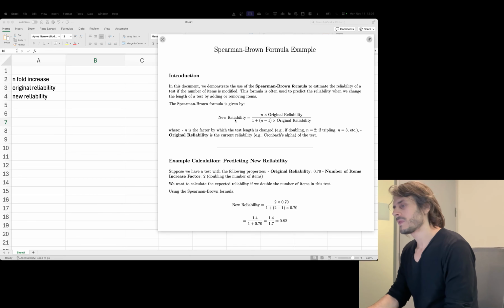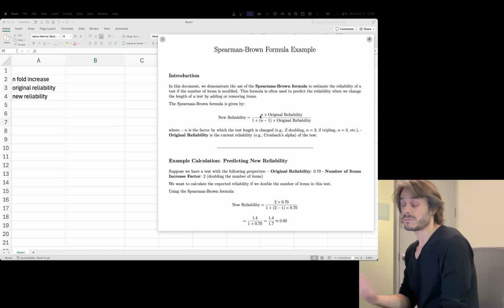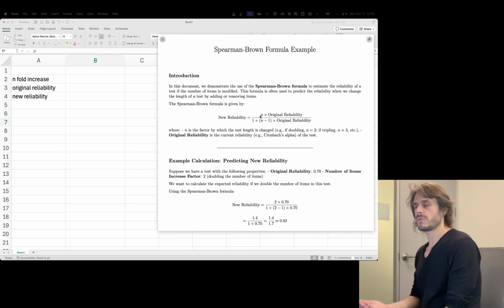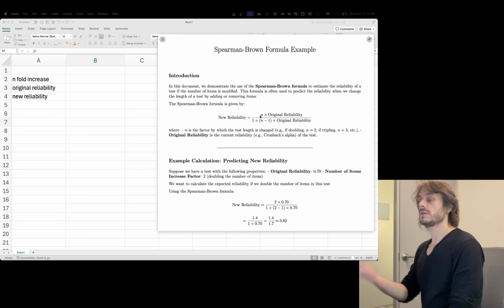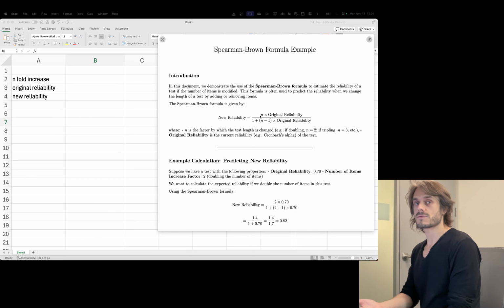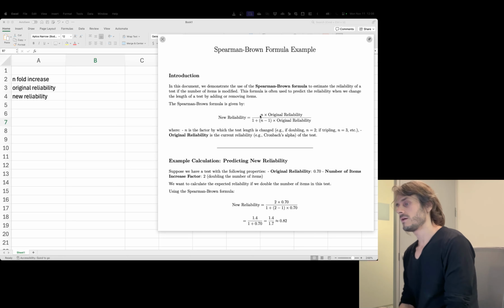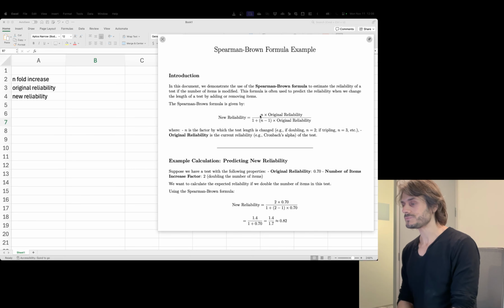reliability estimate from the original reliability, and also from how many new items we need. So n is not exactly how many new items we add, it's an n-fold increase. So what that means is that when n is 2, for example, that means that we're considering doubling the number of items. When n is 3, that means we consider tripling the number of items, etc. If n is 0.5, that means that we consider using half the number of items. This is really all we need.